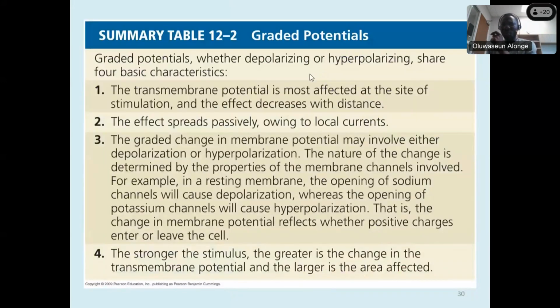I'll go ahead and look at the description of graded potential now, the characteristics that you will see when there's a graded potential. Graded potential, whether it's depolarizing, I'll talk about that. I told you that when a membrane is at rest, it is polarized. So the word depolarized simply means the opposite of polarized. If a membrane is at rest and it is polarized, there is more negative inside than outside.